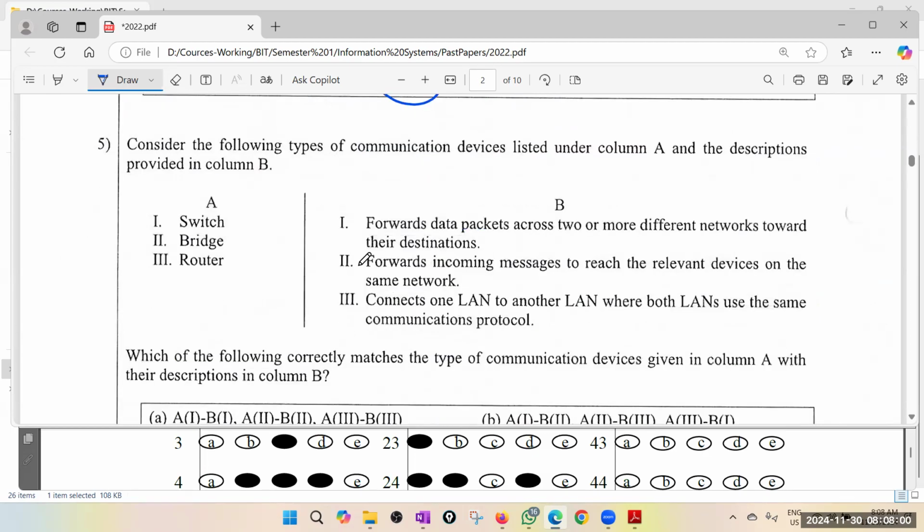Fifth one, I will do it faster because we did the 2023 paper a little bit slower. Consider the following types of communication devices listed under column A and descriptions provided in column B. Switch, bridge, router. Remember, we did introduction to computer networks in the computer systems subject. So use that knowledge.